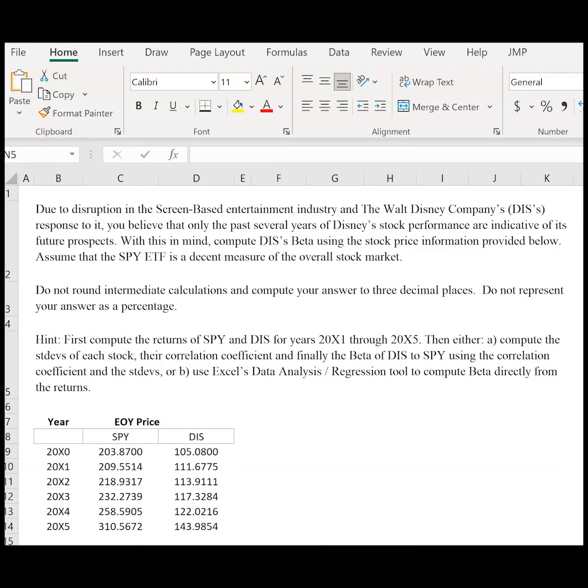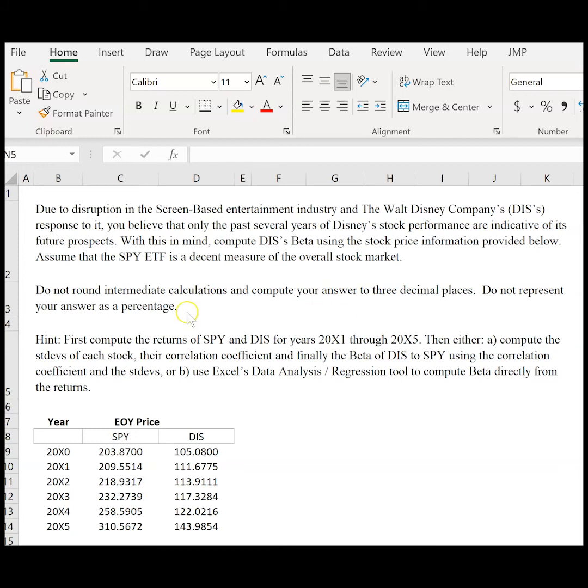All right, so moving on to the next sheet of the practice problems for Chapter 13b. This problem is going to help us understand beta, maybe just a little bit more. Due to disruption in the screen-based entertainment industry and the Walt Disney Company's response to it, you believe that only the past several years of Disney stock performance are indicative of its future prospects. With this in mind, compute Disney's beta using the stock price information provided below. Assume the SPY ETF is a decent measure of the overall stock market. Do not round intermediate calculations. Compute your answer to 3 decimal places. Do not represent your answer as a percentage.